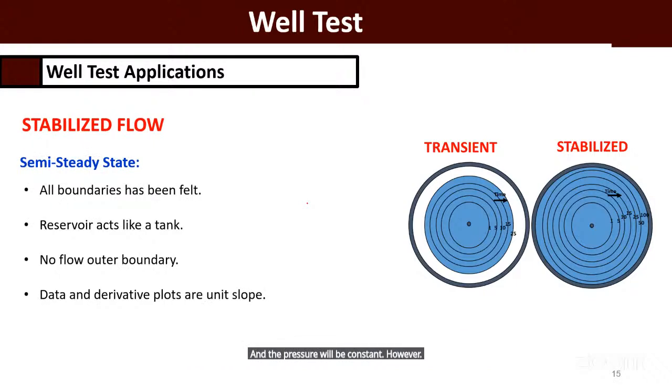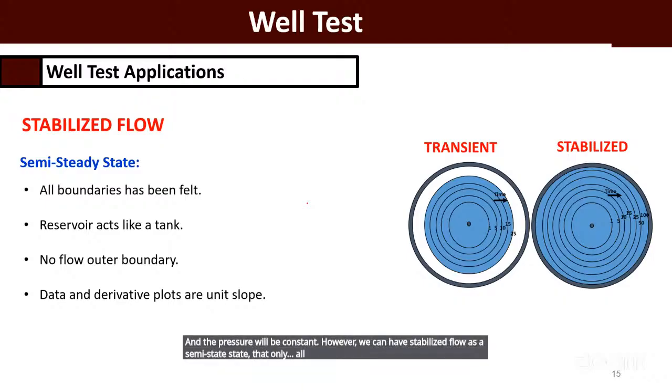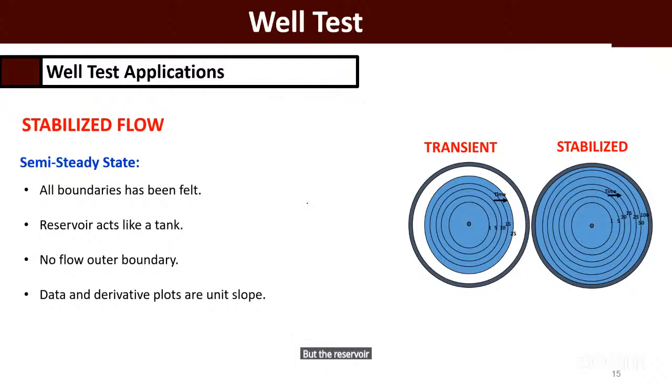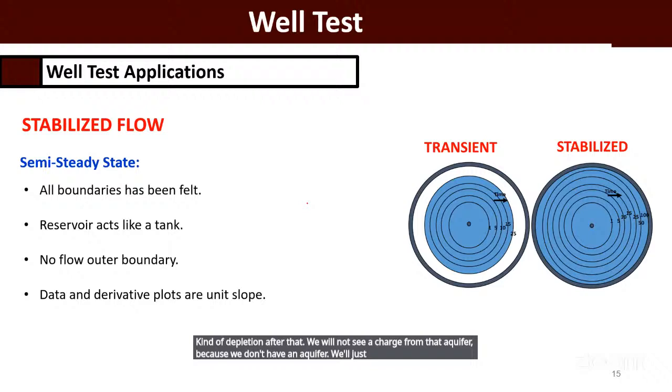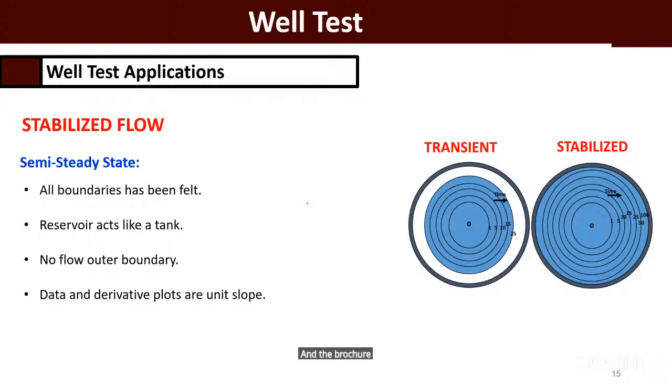However, we can have a stabilized flow as a semi-steady state, where all boundaries have been felt, but the reservoir acts like a tank. So we don't have a flow outer boundary. So we will have this kind of depletion after that. We will not see a charge from the aquifer because we don't have an aquifer. We just reach the boundaries and the pressure will be stabilized. And if we open the production and close it again, we will see depletion because there is no charge.